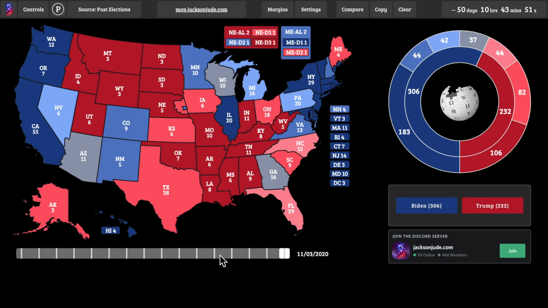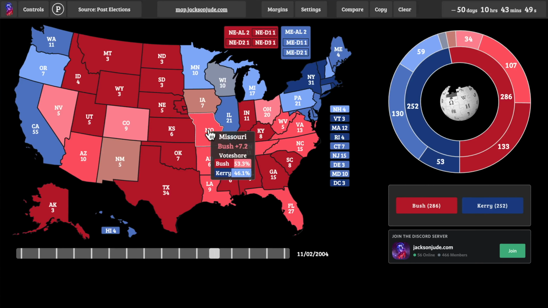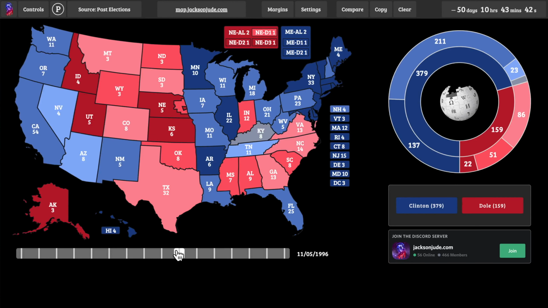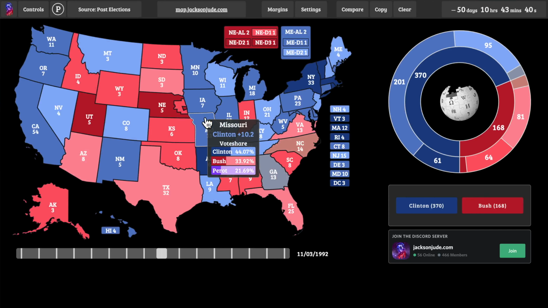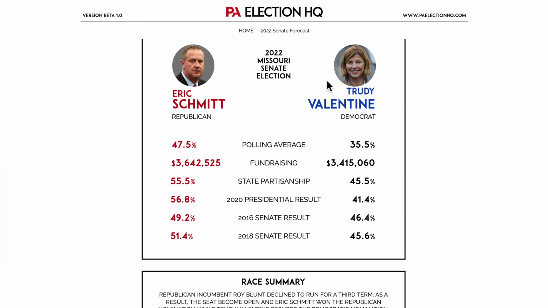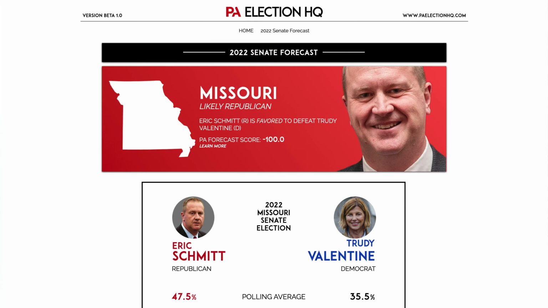In 2020, Trump won it by a solid margin. If you go back to just 2004, George W. Bush only won the state by 7.2%, but McCain only won it by 0.1% in 2008. And then you go back to 1996, 1992, they were both won by Bill Clinton. So Missouri is not the competitive race that it was before, so now it's only going to be a likely Republican state, but is very close to being solid, with Eric Schmidt currently expected to win his first full term in Congress.